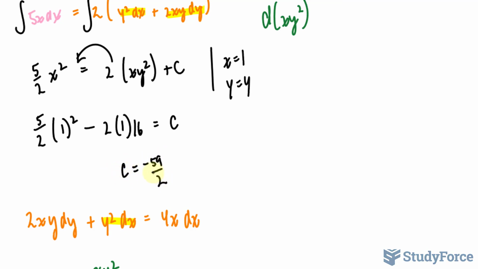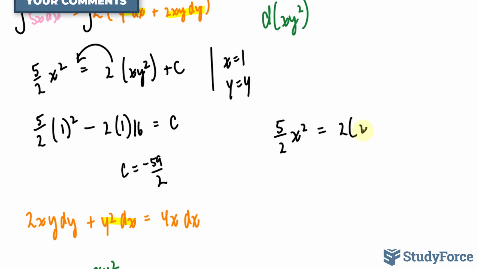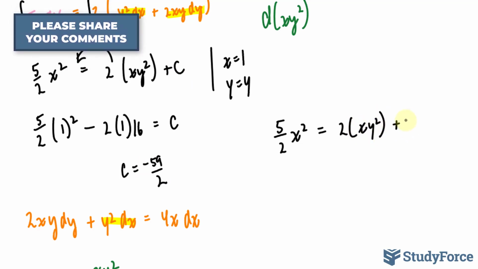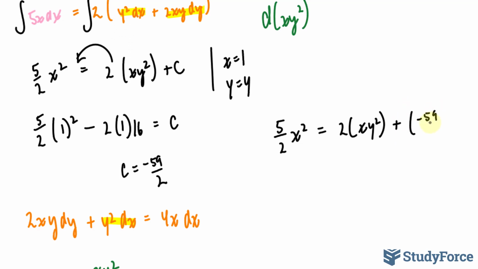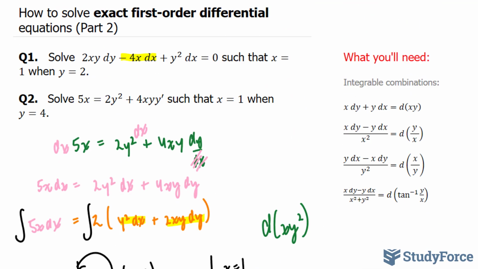Let me write this down formally. I have 5 over 2 x squared is equal to 2, and I'm just rewriting this with negative 59 over 2 in place of c, xy squared plus negative 59 over 2. I can multiply this whole thing now by 2. That will clear the denominators. And we end up with 5x squared is equal to 4xy squared minus 59. This represents the solution to question 2, and that is how to solve exact first-order differential equations.